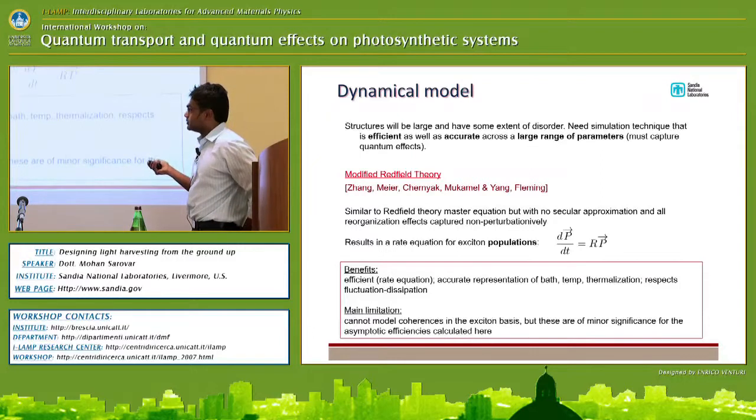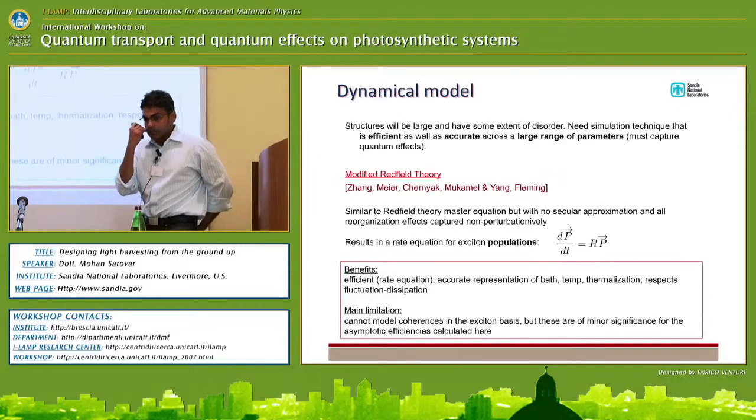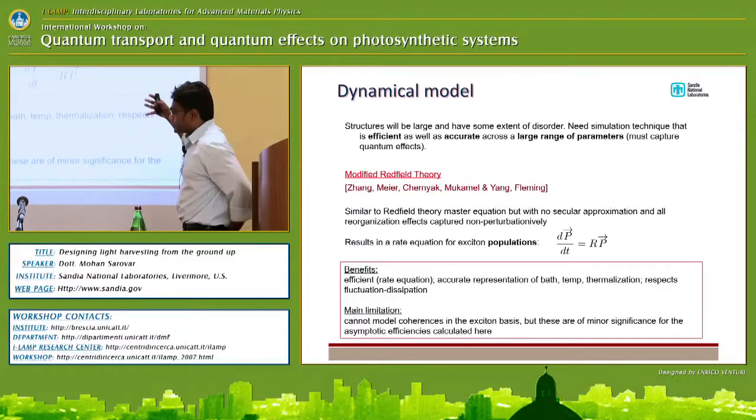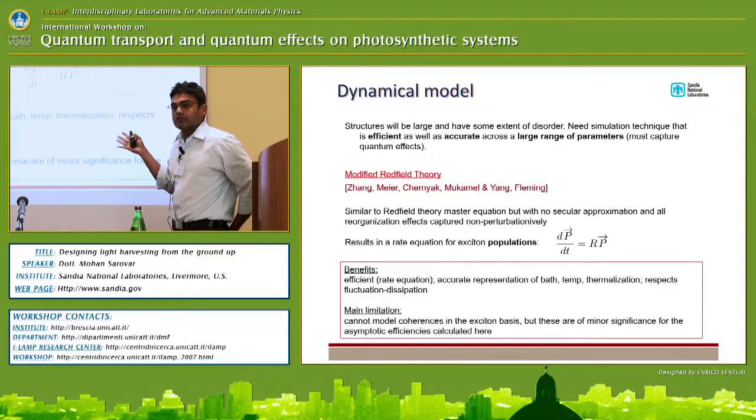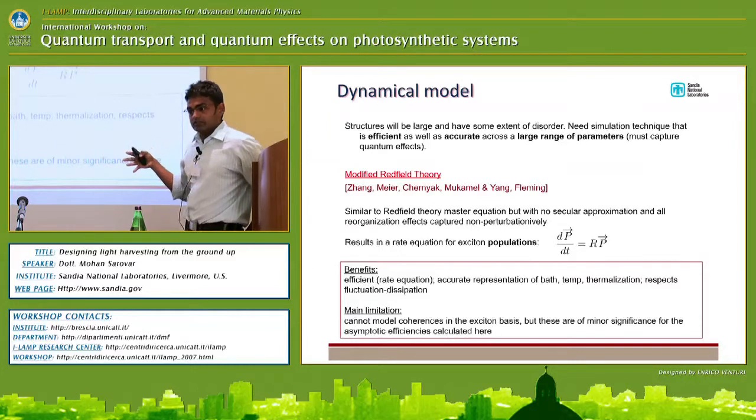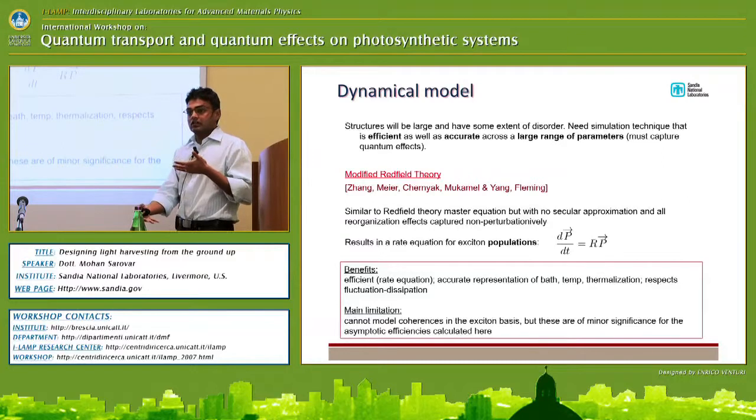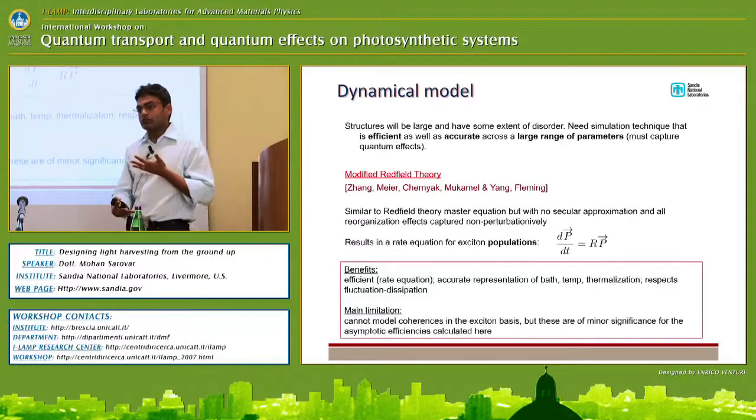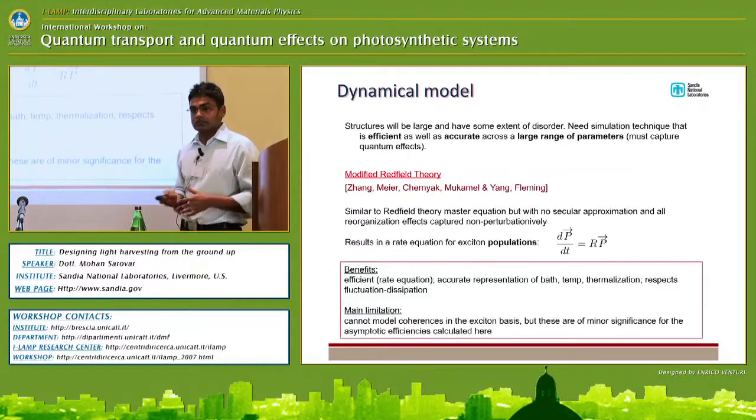Now I want to go to the dynamical model. How do you actually model the transport in the system? I threw up a whole bunch of models there. Some are simpler than others, some capture some effects and ignore others. We have to throw away some of them. We can't use the model that captures all the relevant physics because it takes too long to run.